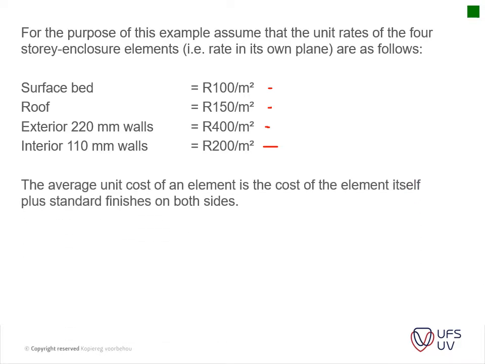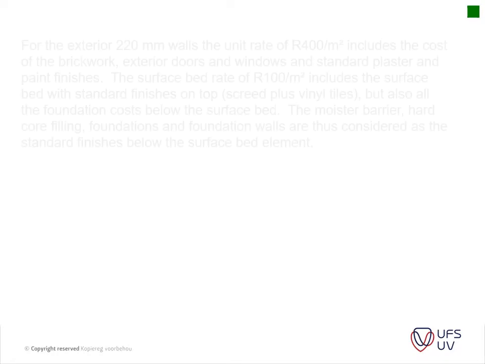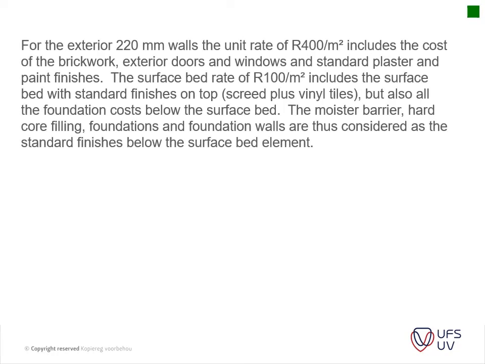Okay, so thus the average unit rate of an element is the cost of the element itself plus the standard finishes on both sides. What that basically means is that the finishes are included in the rates above. Looking at our next section, for the exterior 220 millimeter walls, the unit rate is 400 Rand per square meter, and includes the cost of brickwork, exterior doors and windows, and the standard plaster and paint finishes.